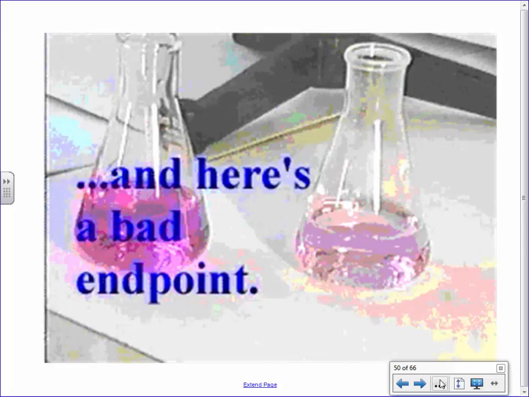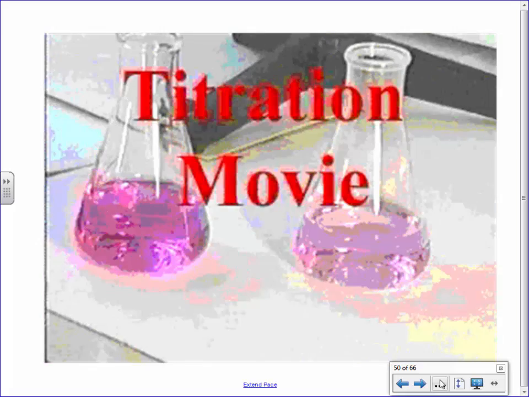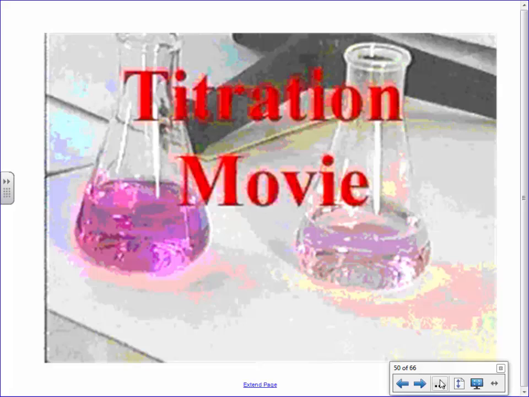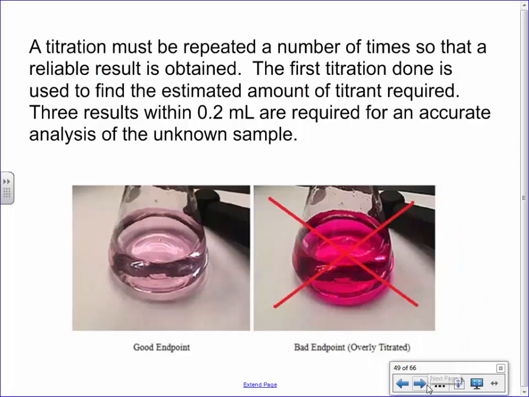Eventually you'll have a flask that's very faintly pink. You want the one that's on the right, not on the left. And that's kind of how the technique works. Does that make sense at all? I think I briefly showed you one of these as well. We'll do it again on Wednesday.